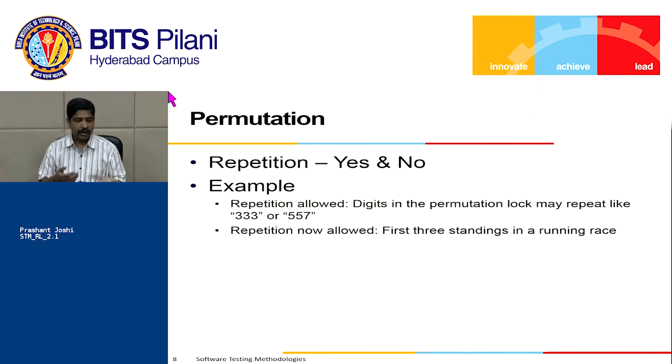In permutation, repetition, with a yes or no, is possible. So I could have a combination lock, again a permutation lock, with 333 or maybe 557. But repetition not allowed is also a situation when we are looking at, say, a race. And it's a permutation. You can't have gold, silver, and bronze given to one person. There will be definite 3 unique standings.